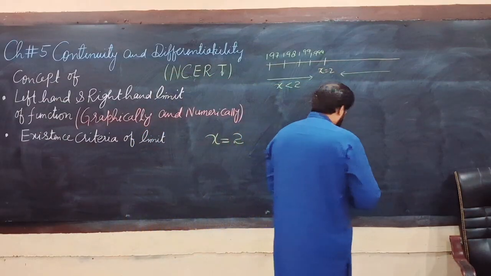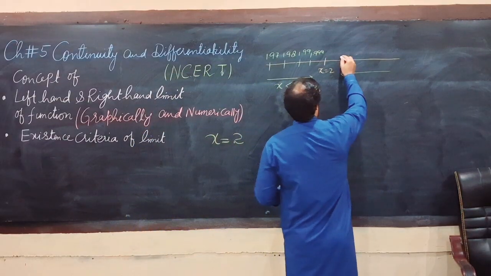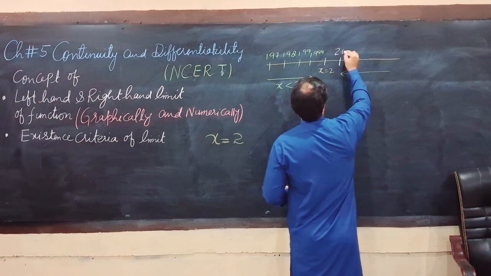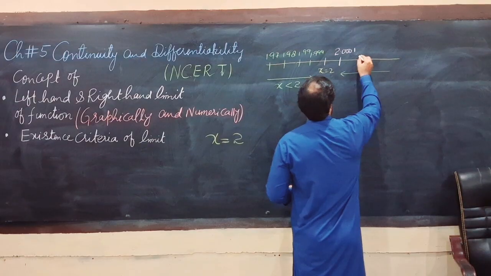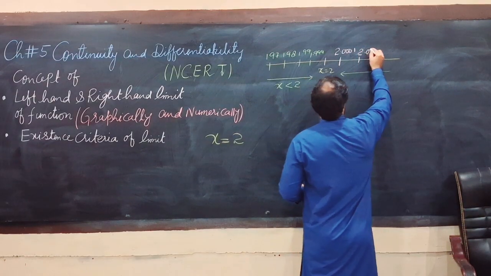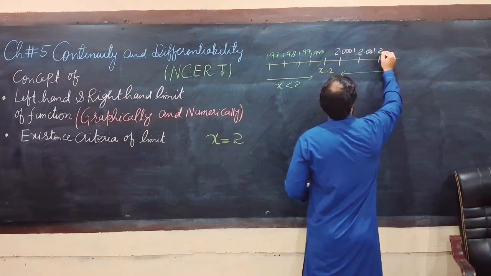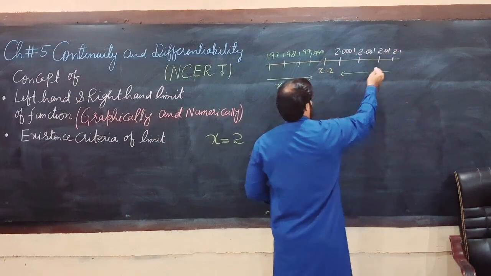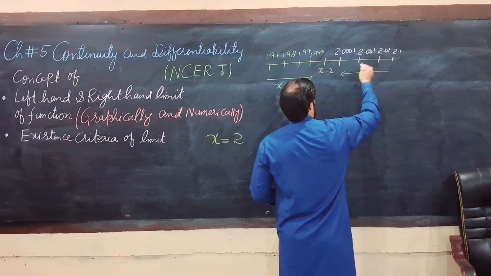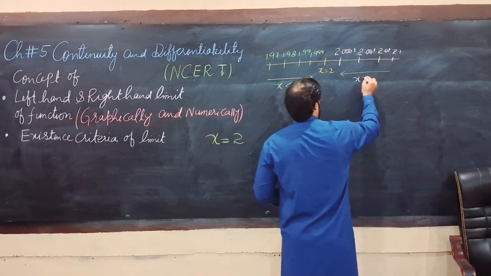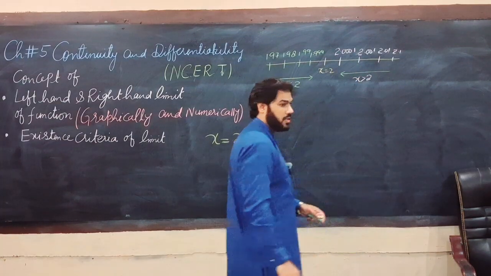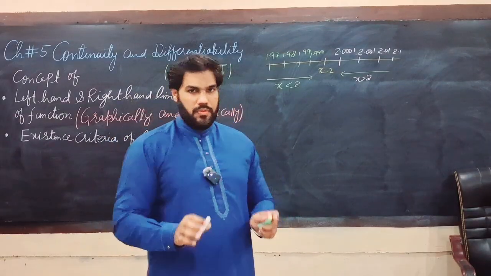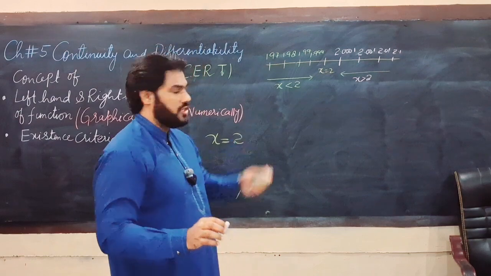Similarly, you can take some values from the right side of x is equal to 2. Suppose you take 2.001, 2.01, 2.1. All of these values are greater than 2. Although these values are nearly close to x is equal to 2, they are always greater than 2.